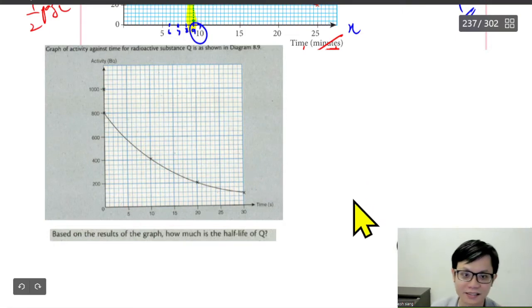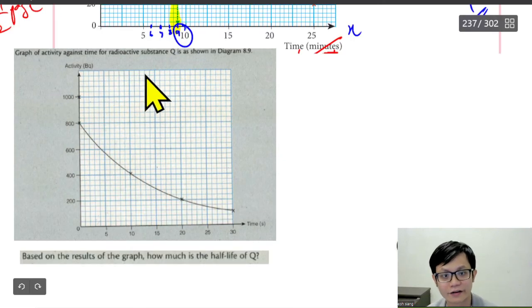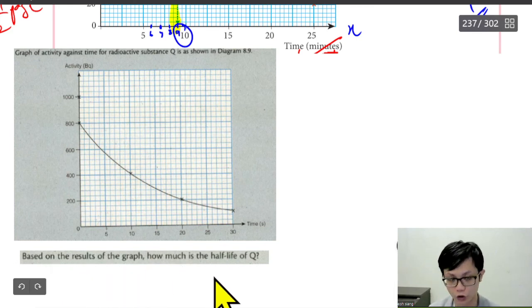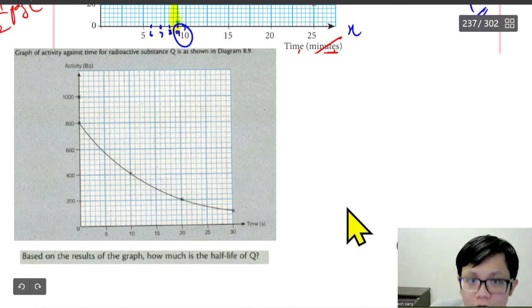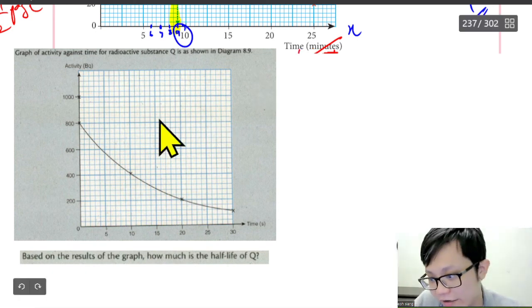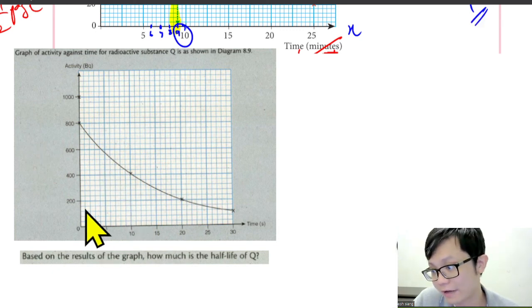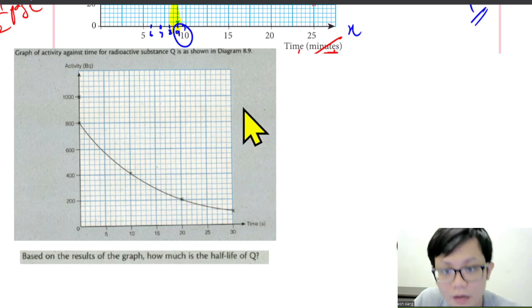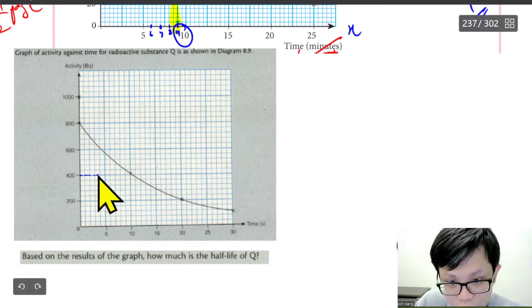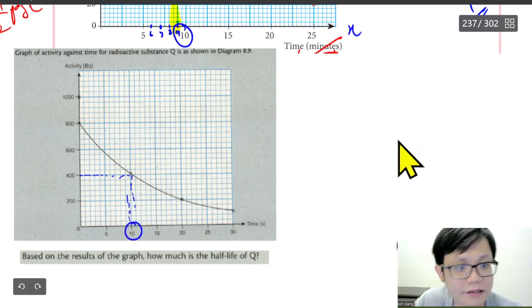Okay, so this is the example of the question that I want to give. Graph of activity against time for radioactive substance Q is shown in diagram 8.9. Based on the result of the graph, what is the half-life of Q? So if you want to do it, you can pause this video. So congratulations to those that got the answer. The answer will be 10 seconds, because the activity starts at 800, and half is 400. So it becomes half. So it is 10 seconds.